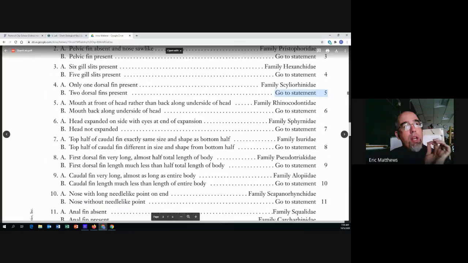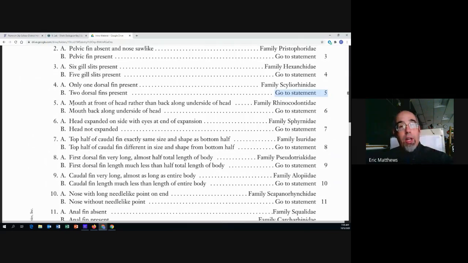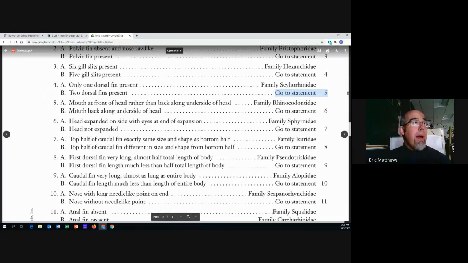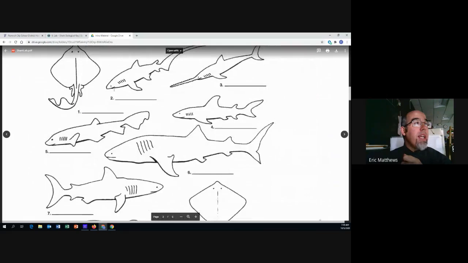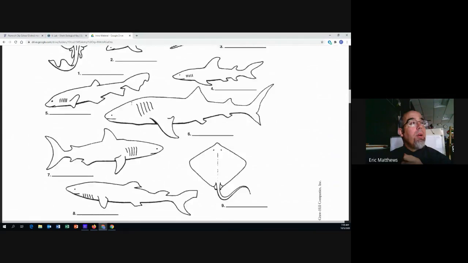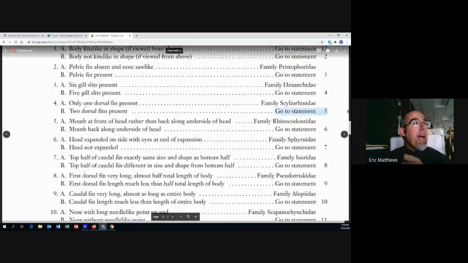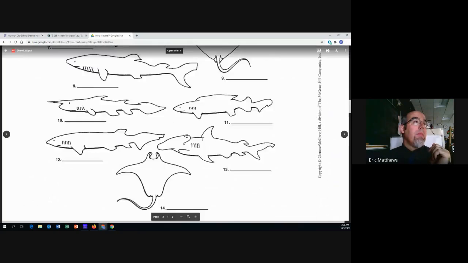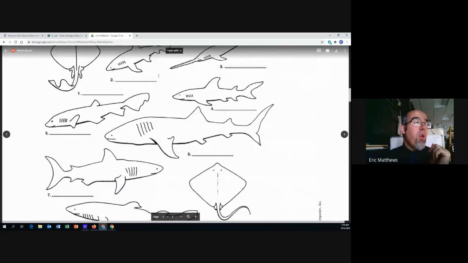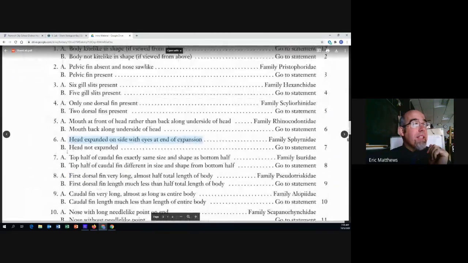Is the mouth at the front of the head rather than back along the underside like most sharks? Or is the mouth back along the underside of the head? So is it right at the nose or is it under his eye? It's under his eye. So his mouth is back along the underside of the head. Go to 6. Is the head expanded with eyes at the end of the expansions, or is the head not expanded? No, head looks normal to me. So it's not expanded. We will go to 7.